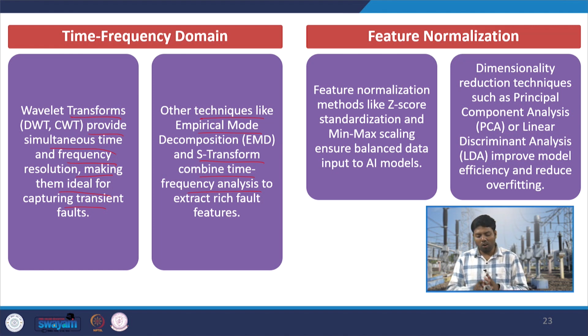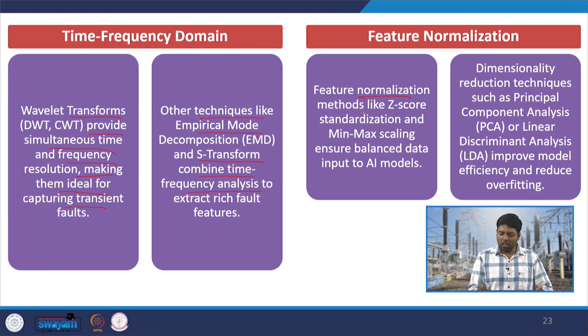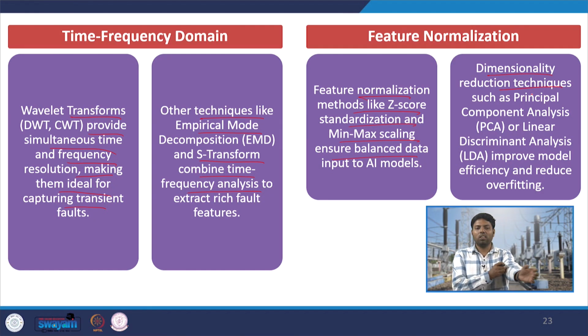But after getting all this huge amount of features that is extracted, you have to normalize them. So, feature normalization methods like Z-score standardization and min-max scaling ensure balanced data input to the AI model. And then if your dimensionality is very high, because for a large amount of data you are collecting a large amount of features.